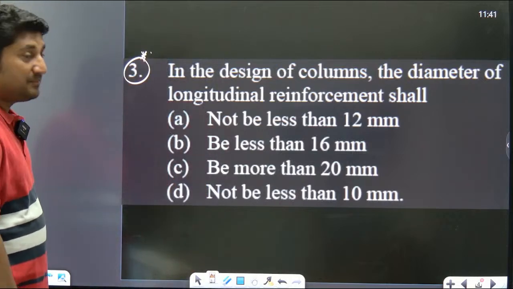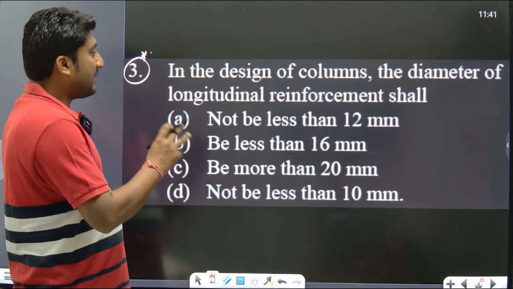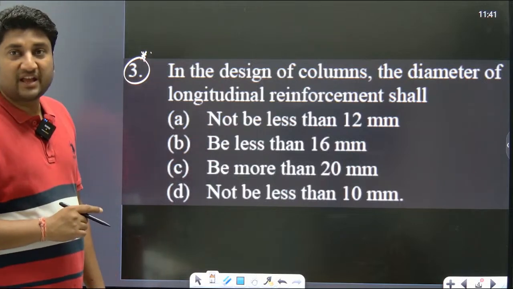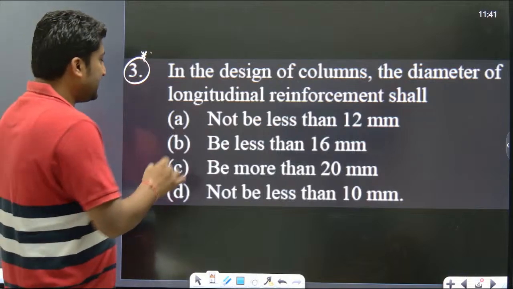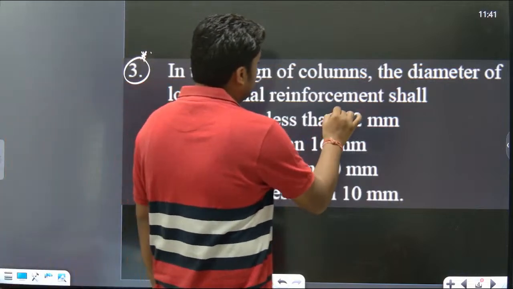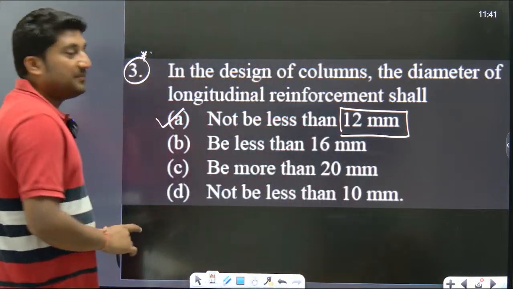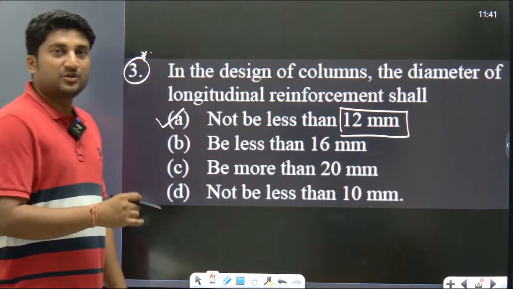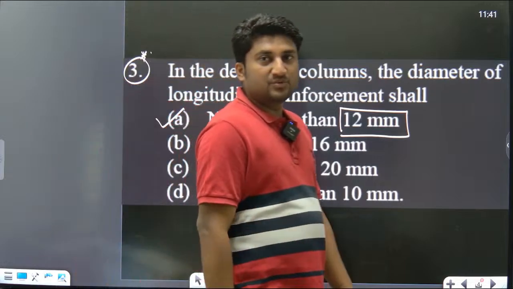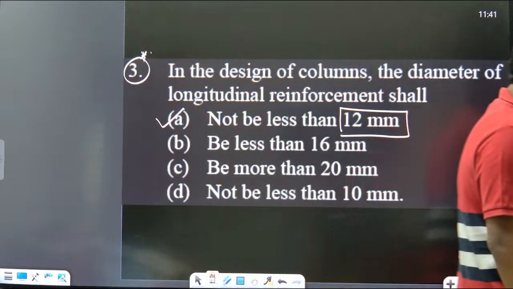So in the column, the diameter of longitudinal bar should not be less than, very good, 12 mm. So the minimum diameter of the bar that is used in the column is 12 mm. This you need to remember. This is a very important question. In column, the minimum reinforcement diameter is 12 mm. Understood, everyone?